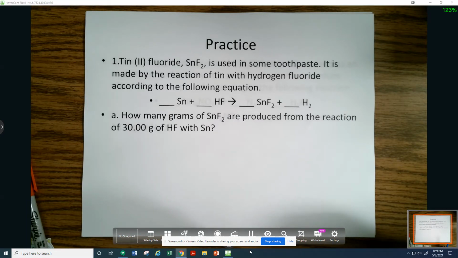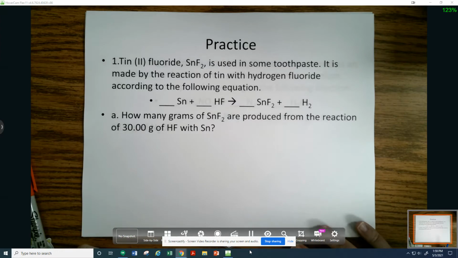Now here, typically we work with mass because then we can associate that with the scale and we're able to measure it in a lab. And so from here, we have problems starting out with tin 2 fluoride, SnF2, which is often used in toothpaste, and here is our reaction. Tin single replacing in hydrofluoric acid to make tin 2 fluoride and hydrogen gas.